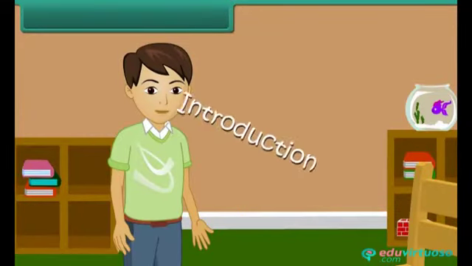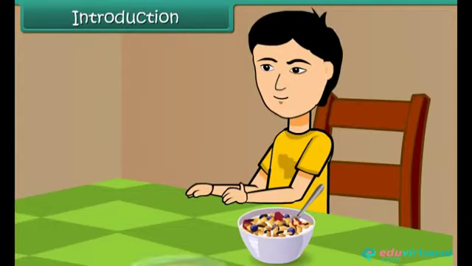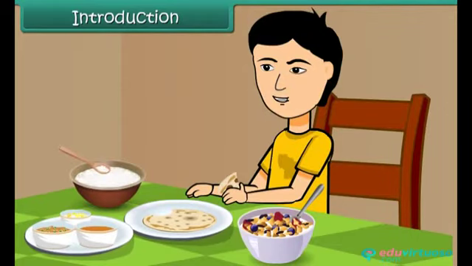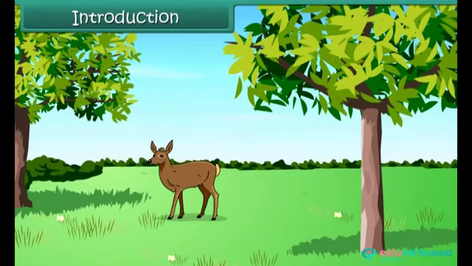Introduction. Friends, as we all know, we need energy for performing various daily activities. We get this energy from the food that we eat. So we can say that nutrition is a process by which all living organisms take food and utilize it to get energy. Both animals and plants are living organisms.